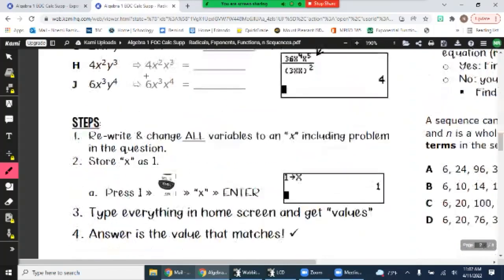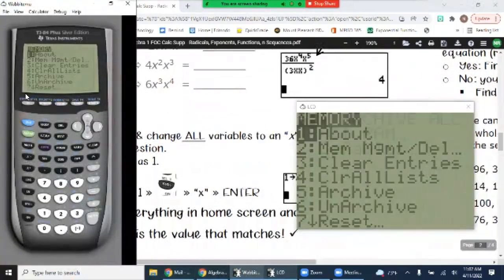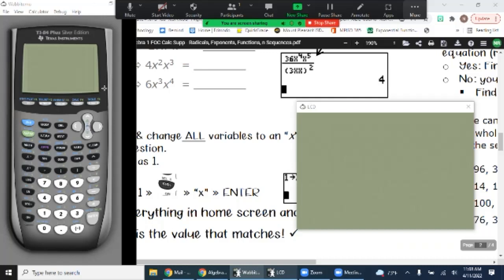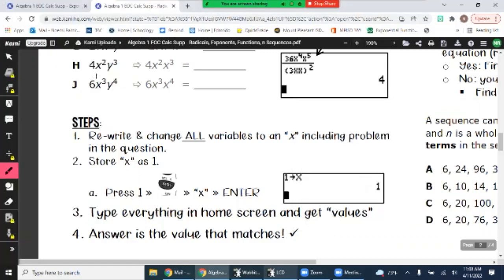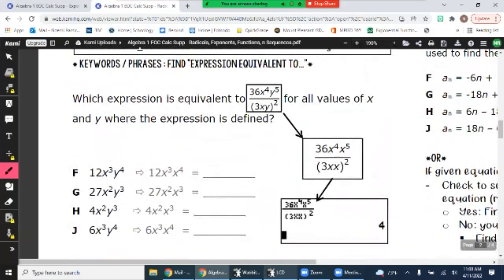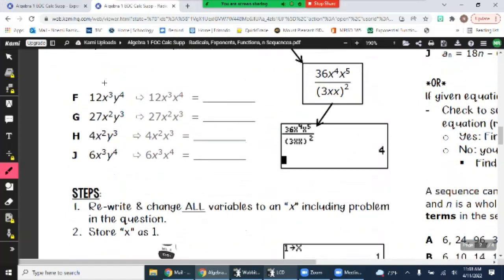But with this one, there is a trick that we can show you. And because you're going to have your calculator reset the day that you receive it on the STAR test, you have to do this part first. So first thing you want to do is rewrite and change all of your variables to an X, including the problem in the question. So notice here, instead of X and Y, we have now X and X. 3XY became 3XX. And I did the same with all of the other examples with the answer choices. You can do this with fractions. You can do this with problems that look like this, whatever.